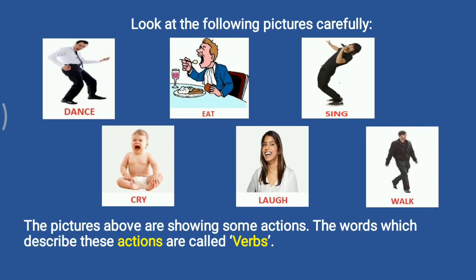First of all, look at the following pictures carefully. In these pictures, each person is doing something. In the first picture, you can see a person is dancing. In the next picture, a person is eating. In the next picture, a boy is singing. The child is crying. A woman is laughing. And a man is walking.